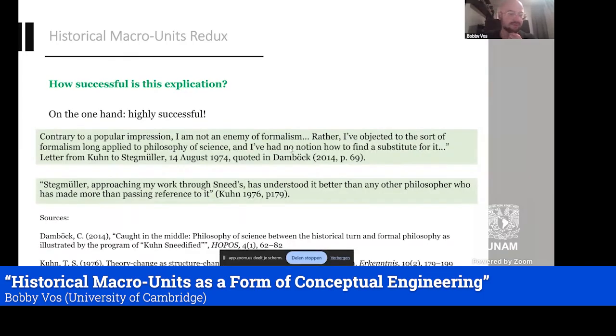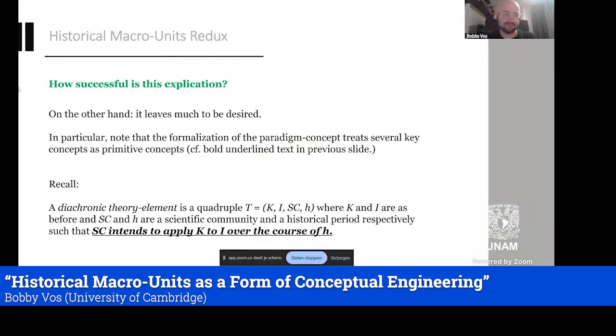Here I'm just saying that Kuhn himself also endorsed this explication of the notion of paradigm, and that in that sense it was not just an exercise in pure formalism, but addressed some very pressing concerns that were alive within the wider community of historical philosophers of science. And here I just hint at some aspects of this explication that leave room for improvement, but I won't get into that right now.